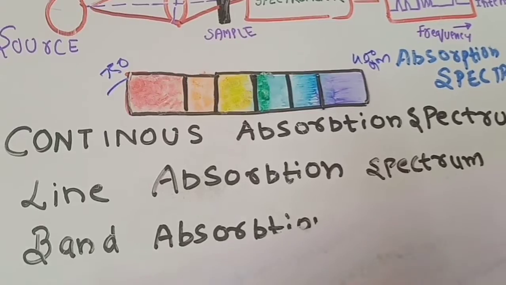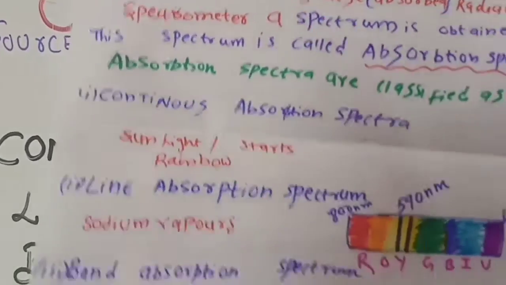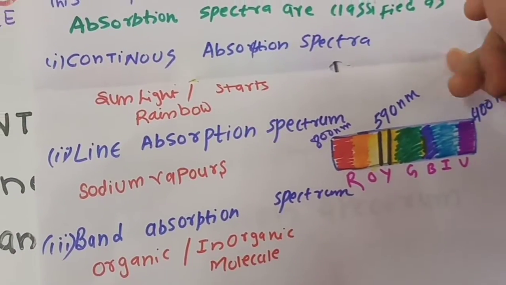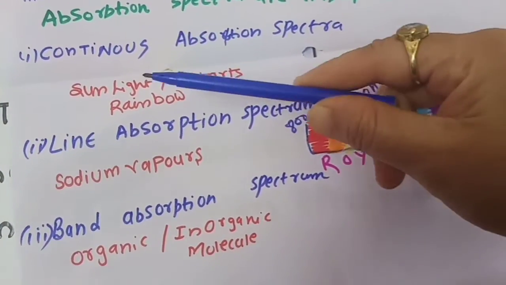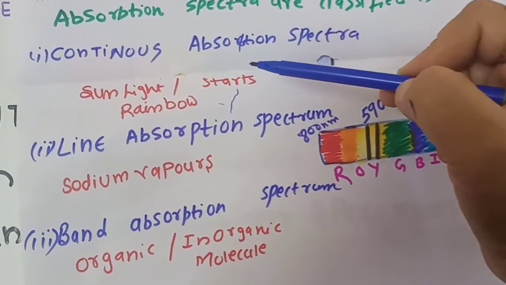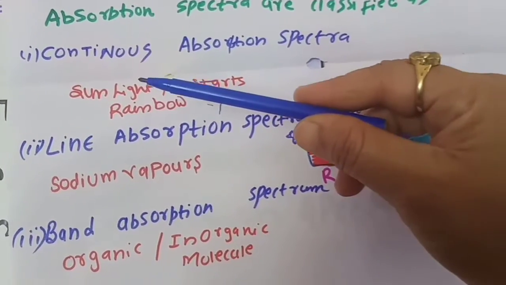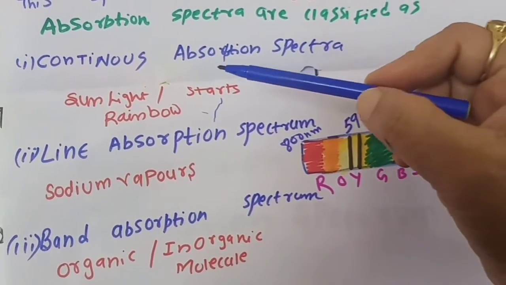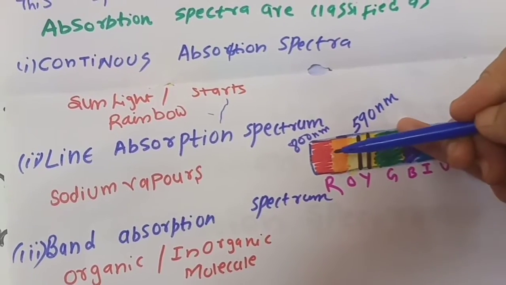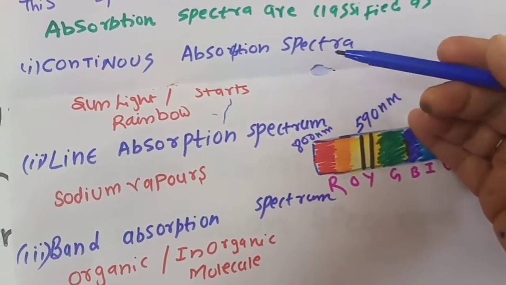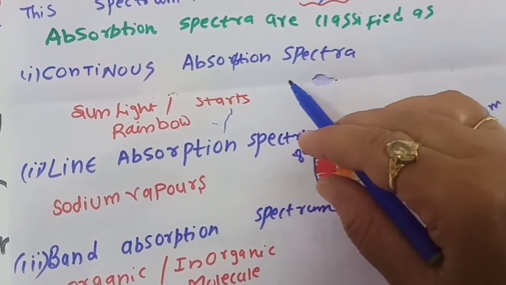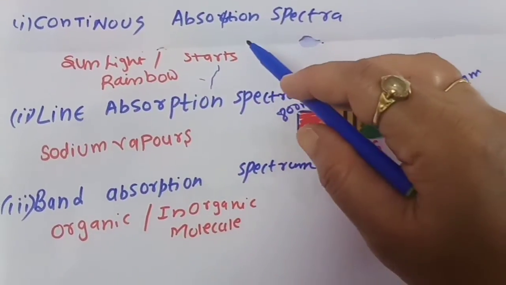So we can see the example for the continuous and the line and the band spectrum. The continuous absorption spectrum, the best example is the source is our sunlight or the stars. Means when we take the spectrum of sunlight or the radiations of stars, we will get a continuous absorption spectrum. There will be overlapping, means we cannot separate the regions, where our red finishes and where orange starts. Means you have seen a rainbow, we cannot identify them. So that type of spectrums are our continuous absorption spectrum.